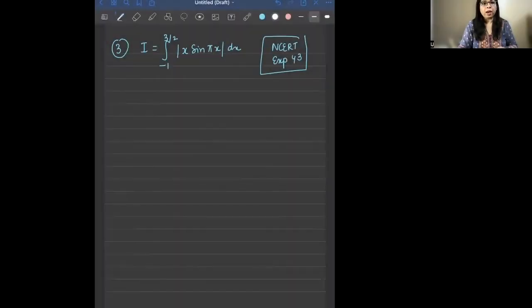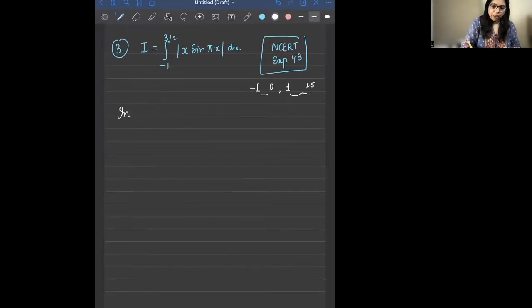So let us start with question number 3. Here we have the integral from minus 1 to 3 by 2 of x sin pi x dx. So minus 1 and 3 by 2 are the limits of integration. 3 by 2 is basically 1.5. So what we will do is check in the intervals minus 1 to 0, then 0 to 1, then 1 to 3 by 2. So we will split these limits into 3 intervals.